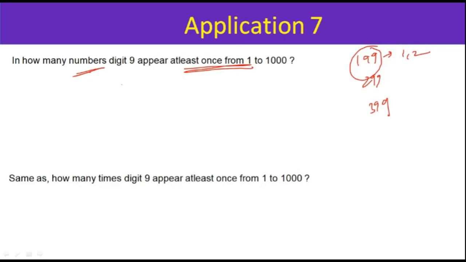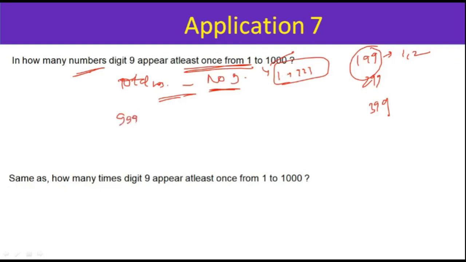Or can I do total numbers possible minus the cases when there is no 9? So how many total numbers do I have from 1 to 1000, and then I'll just remove the cases where there is no 9. By default, I'll just remove 1000 because 1000 is not there. So my new question is, from 1 to 999, how many numbers are there in total? I have a total of 999 numbers, right? These are my total number of numbers. Now I just need to remove those cases where digit 9 is not there.